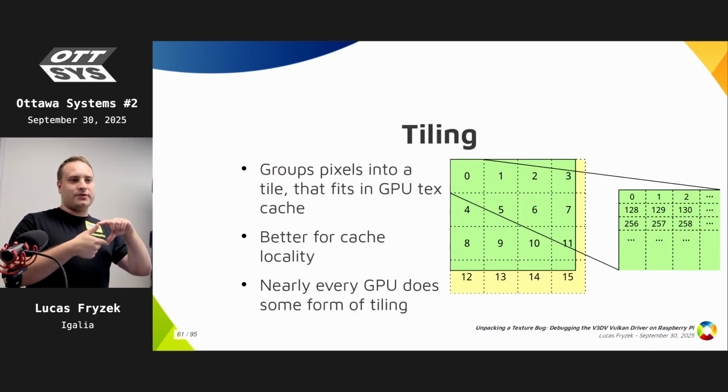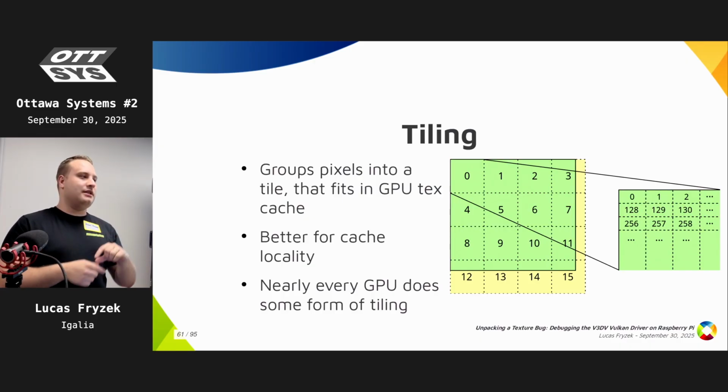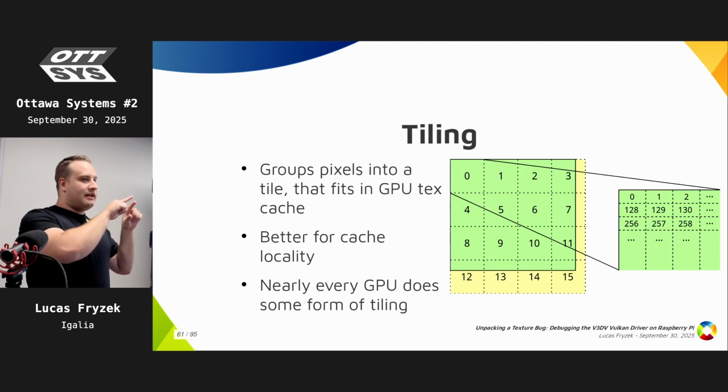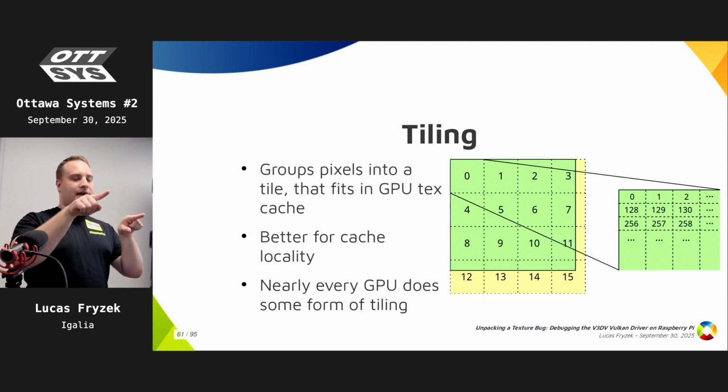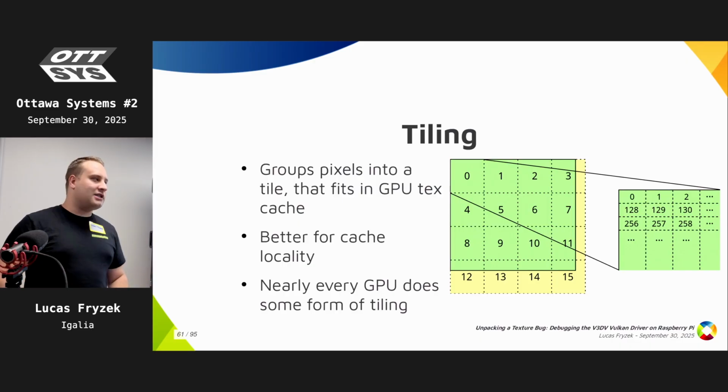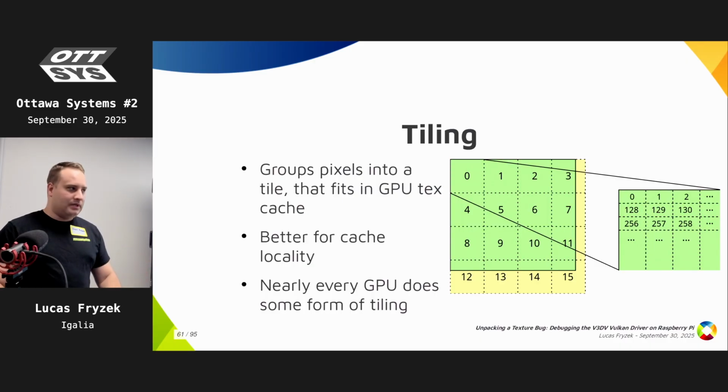Inside the 128 by 128 tiles of the image, they're linear, but then instead of going all the way to the next row of the 124 by 124 texture, we just go to the next tile one over. And this is better for cache locality because we can load a tile in, which usually fits into the GPU texture cache, the cache lines of the GPU texture cache.